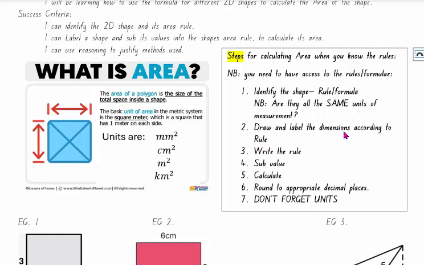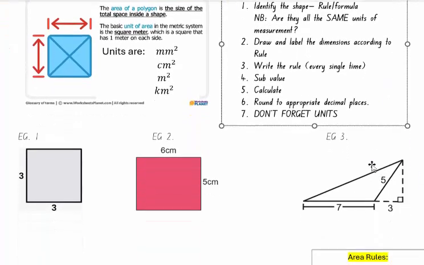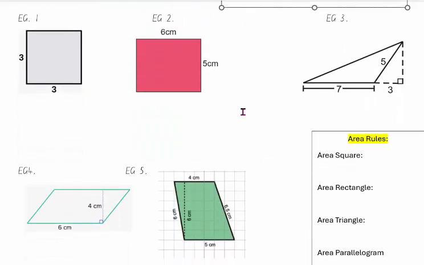Once you've drawn and labeled the dimensions, what I want you to do then is write the rule, and yes, every single time. I cannot stress it enough. Every single time. This way you will end up actually memorizing the rule. Sub the values, so swap the letters or the dimension labels for the values. Calculate according to the rule. Round to appropriate decimal places, and don't forget the units. Sounds familiar, doesn't it?